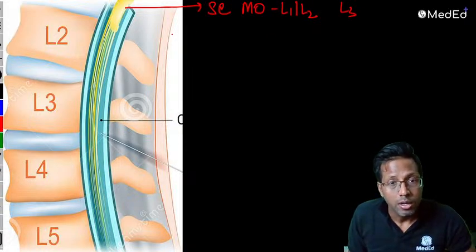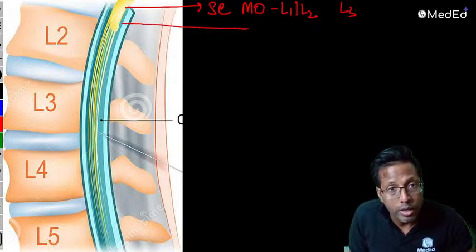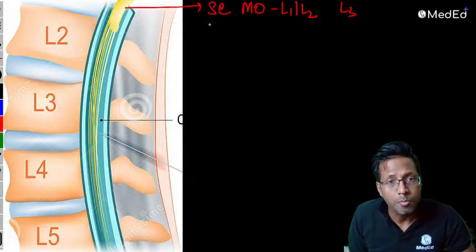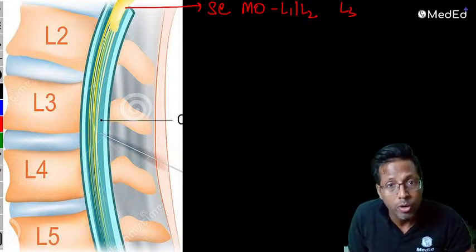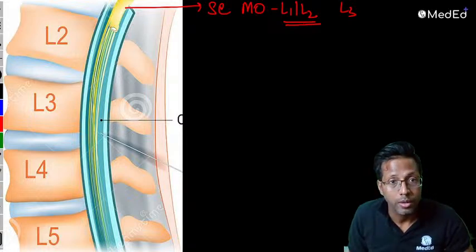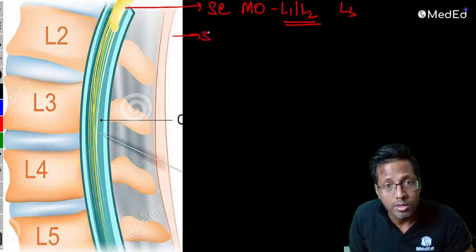Important point, right? That is the reason when you are giving spinal anesthesia, because you're going to puncture and go inside, you don't want to create damage to the spinal cord, and that is why spinal anesthesia is always given below L1, L2, so that you don't damage the spinal cord of the patient. Correct?